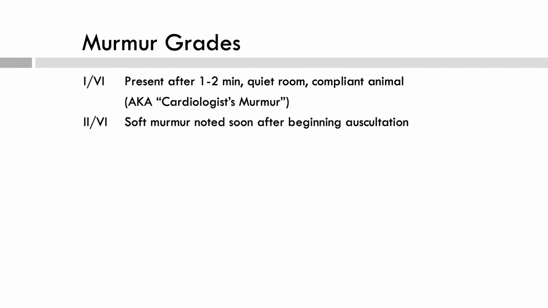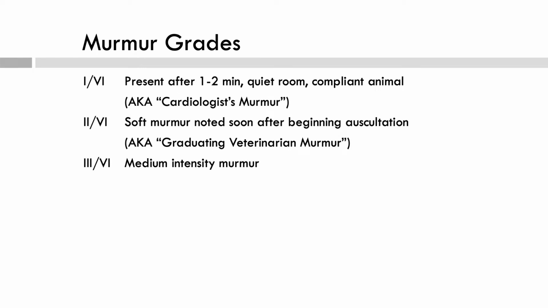A 2 out of 6 murmur is a soft murmur noted soon after the beginning of auscultation. We hope most students who are graduating are able to hear a 2 out of 6 murmur. A 3 out of 6 murmur is a medium intensity murmur, and most fourth-year students who are entering clinics can readily identify this as an abnormal sound.